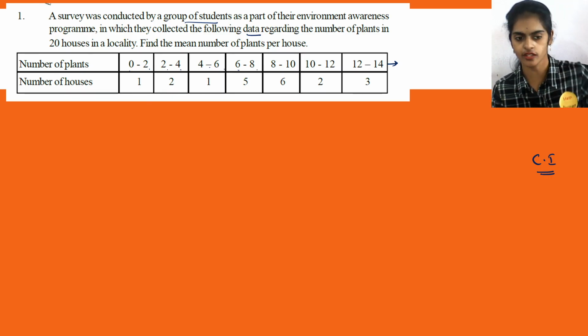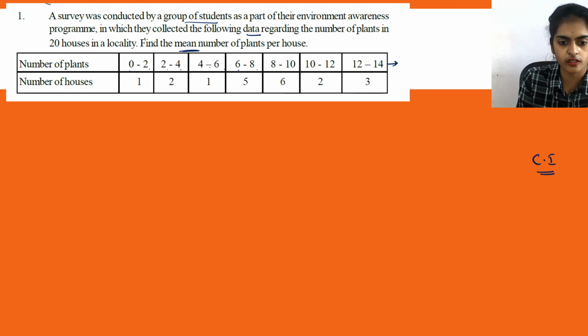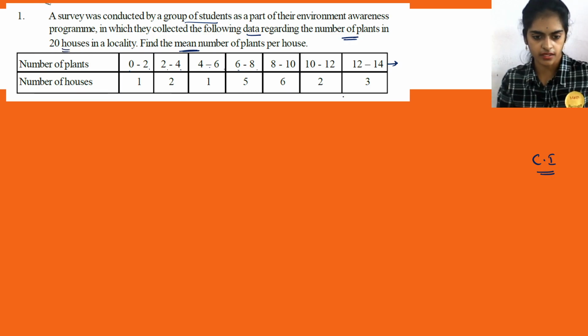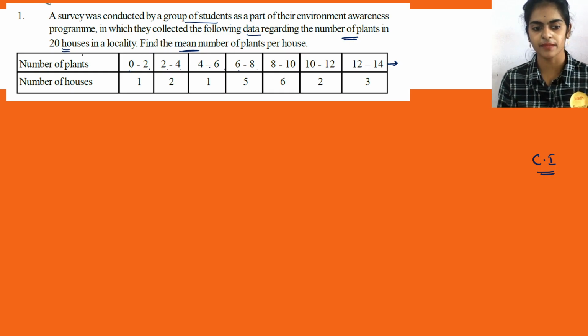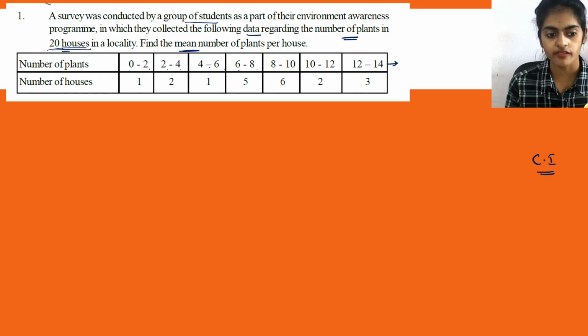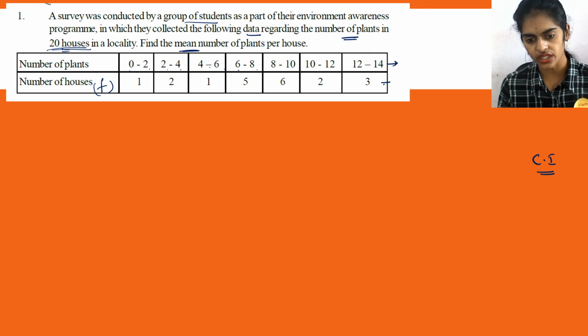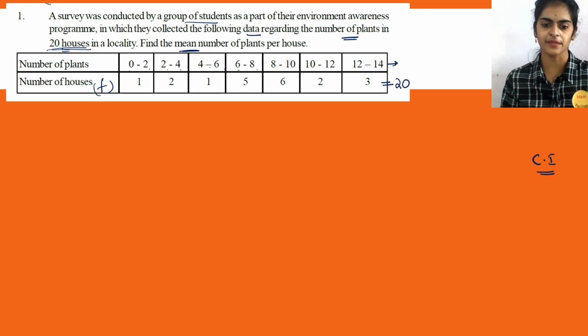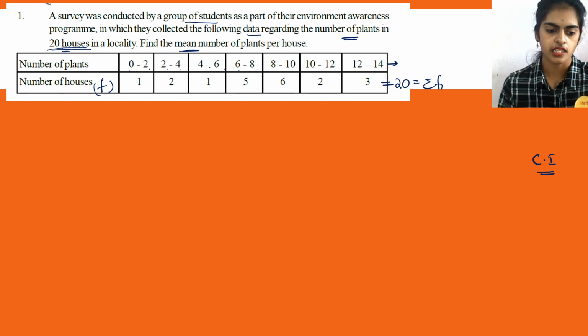So now you can apply any of the three methods. Now let's see how we can do it. You need to find the mean of the number of plants per house. The data was collected regarding the number of plants in 20 houses. The total number of houses is given. So if you take it as frequency, the total frequency is given as 20. That means sigma f is given as 20. Clear till here, everyone? Okay, so let us proceed now.